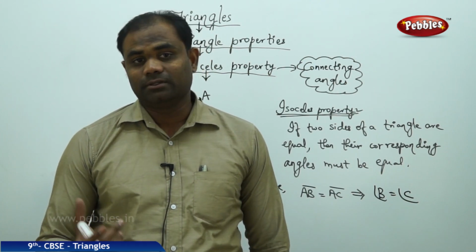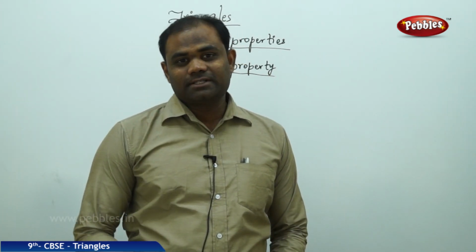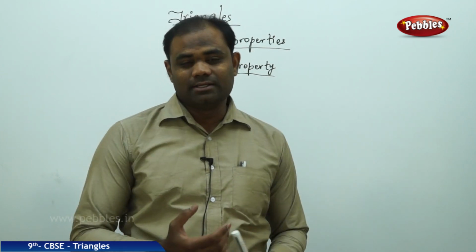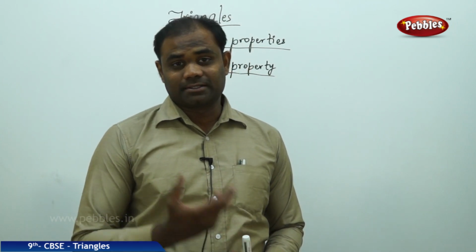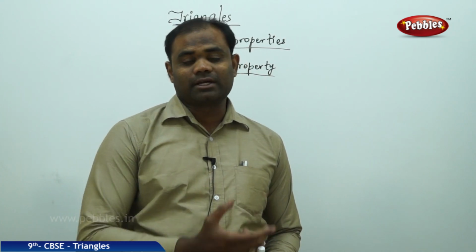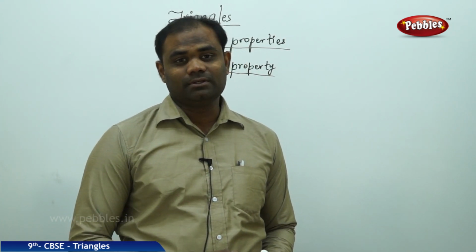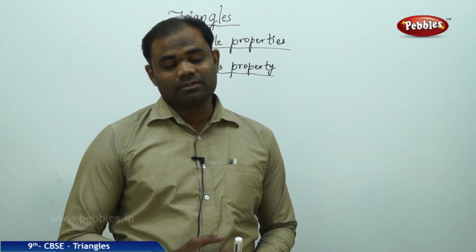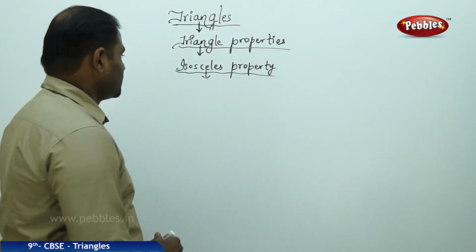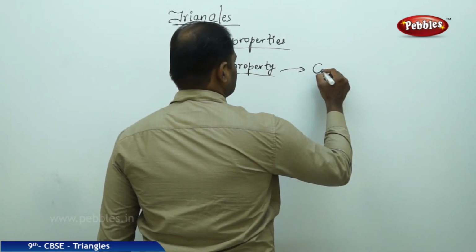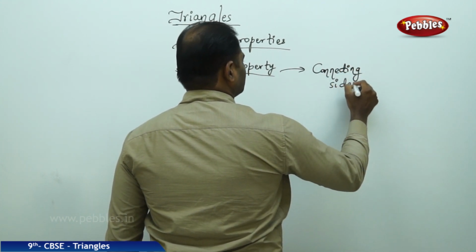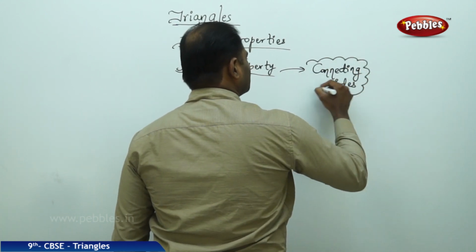Now that we have discussed the isosceles property connecting the angles, let's see the isosceles property which connects the sides. Let's see how the angles can lead to the connection of the isosceles property in terms of sides. This is something like the reverse process of the previous session. Isosceles property connecting sides of the triangle.